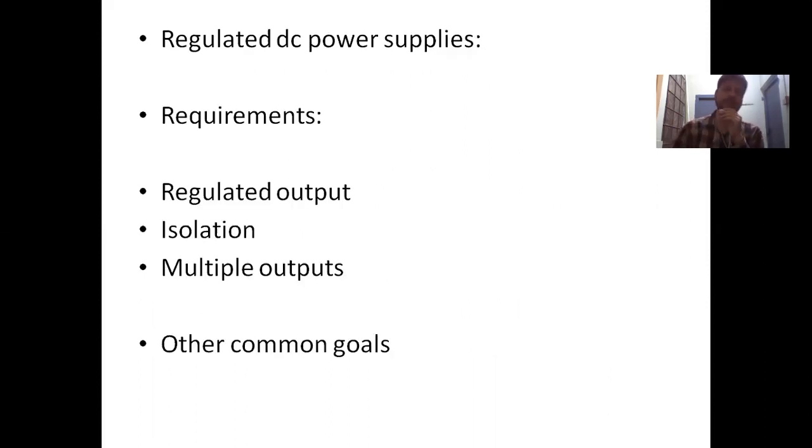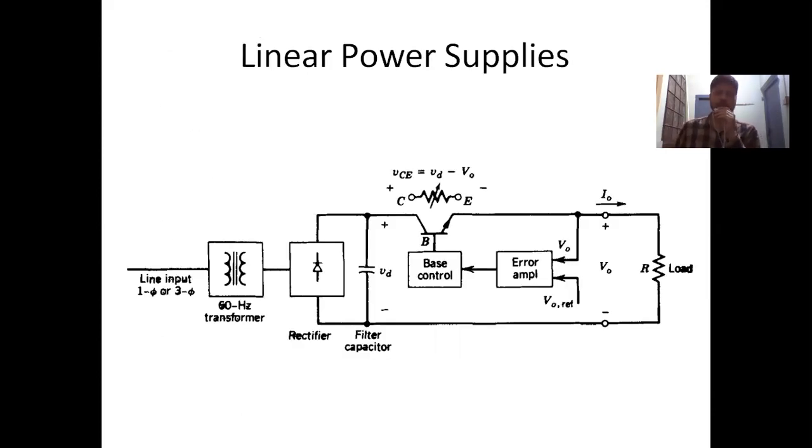Earlier, before switching DC power supplies were used, the linear DC power supplies were in use. Now, one of their major drawbacks of these linear power supplies was that they had a very poor efficiency. And that is why they have been superseded by switching DC power supplies. But still, before we study switching power supplies, it is worthwhile to see some linear power supplies. How did they work? How do they work? They are still working, they are still used.